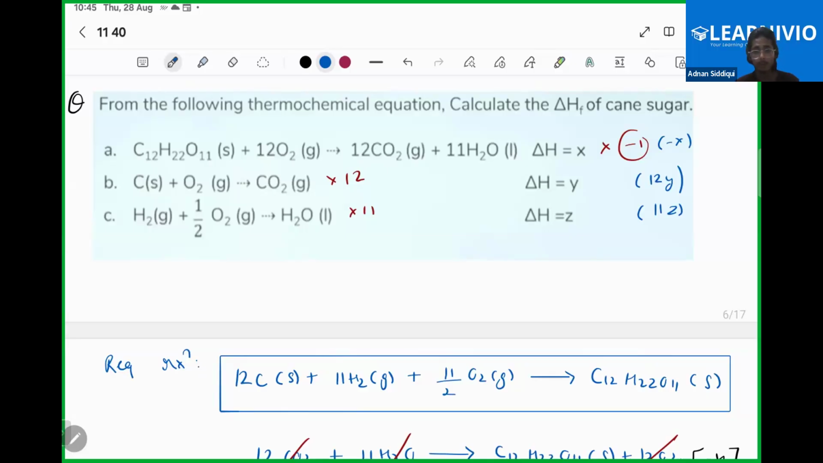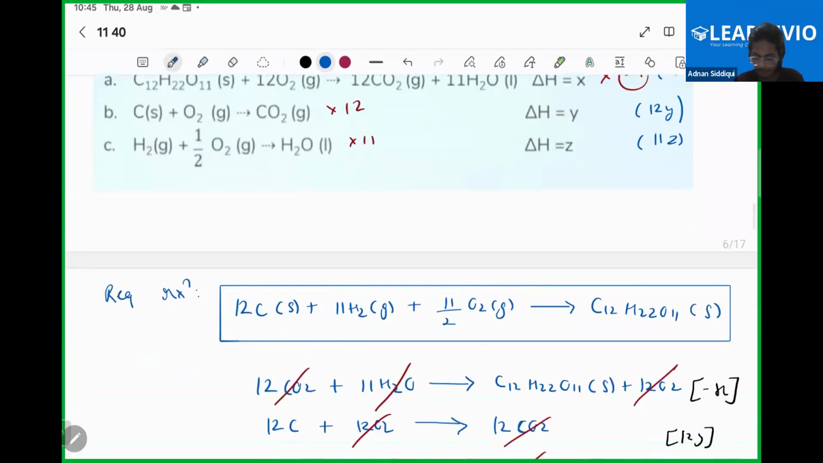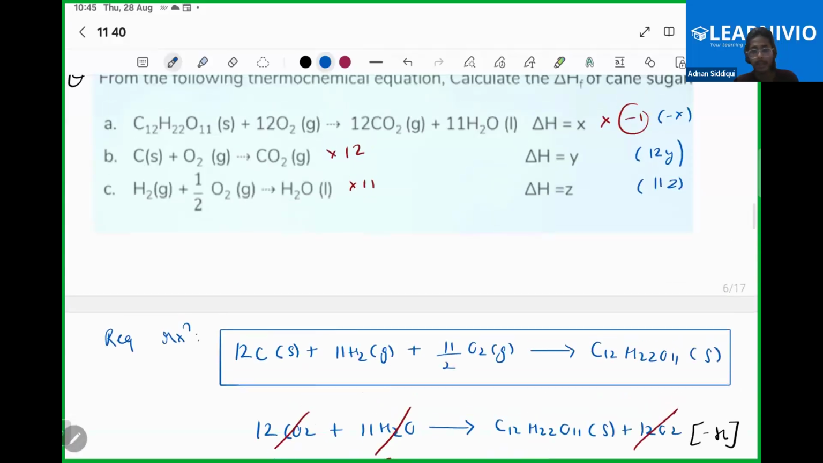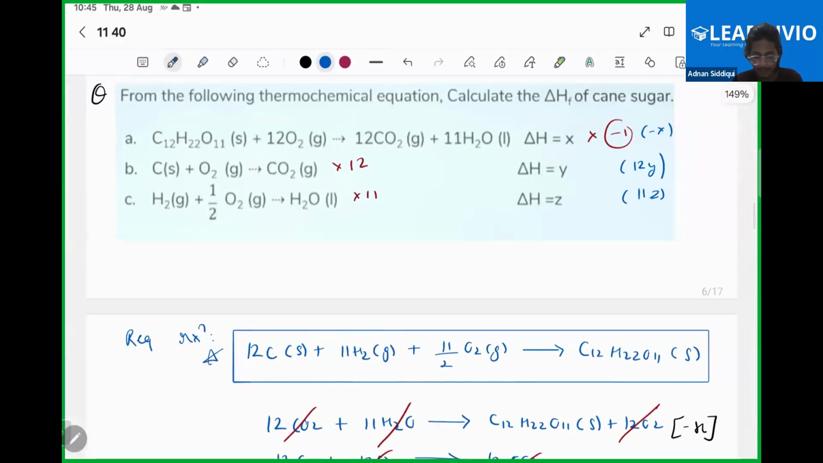You have to think about some combination which can give you this reaction. Is my question clear, what we are supposed to do here? We have to make cane sugar. The cane sugar chemical reaction is given like this, and to find it we have these three reactions which we can tweak. We can multiply them by some number, subtract them from each other, or add them to get a chemical reaction that looks like this one.